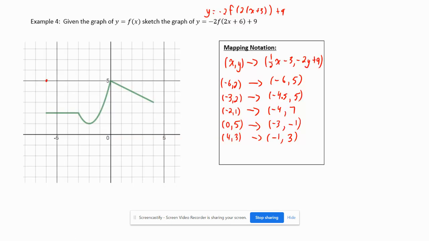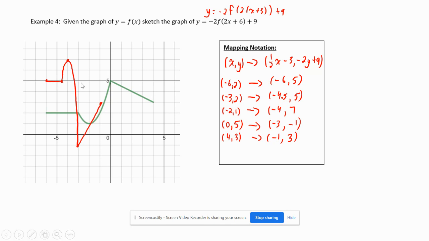which goes here. And then we have negative 4.5, 5, which would be here. And then we have negative 4, 7, which is here. So these points are going like this, and then up to this. And we have negative 3, negative 1, which is going to come down like this. And then we have negative 1, positive 3, which comes up to here. So this graph is going to look like this.